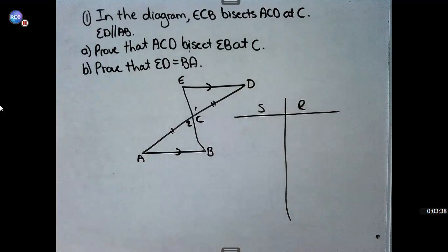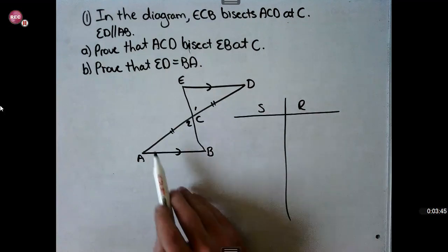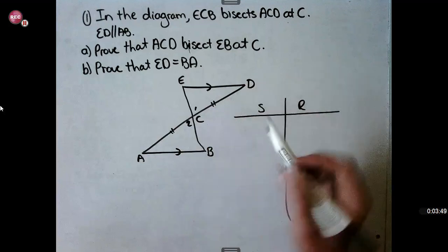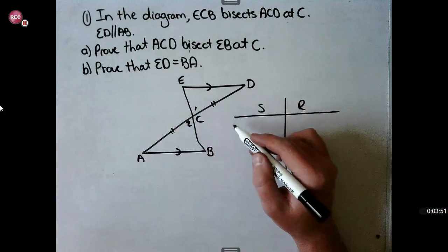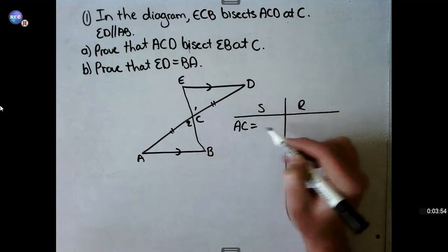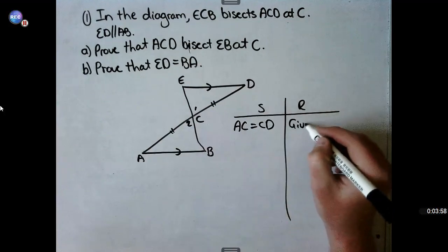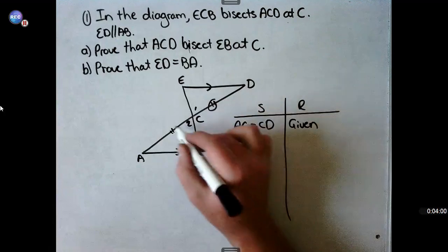And the way that you do that is simply by congruency. But now this is where you need to be awake. You need to see that they've already given you AC and CD. So therefore you can say that AC is equal to CD. And that's given to you. It's given to you by what? By these markings over here.